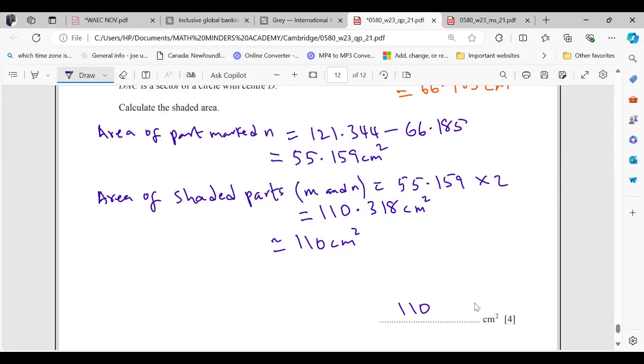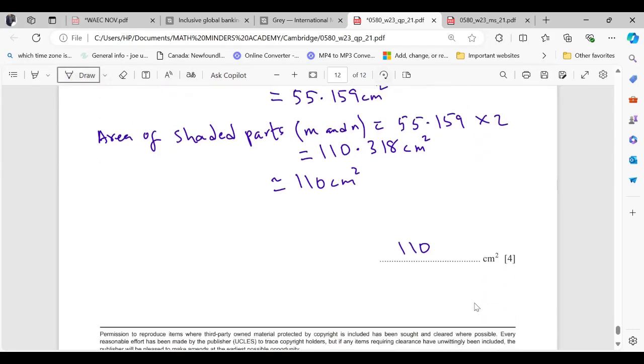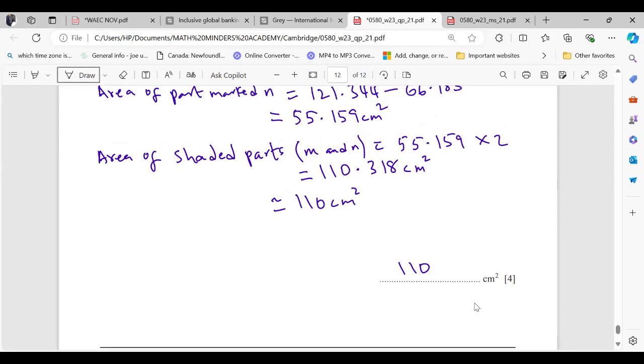So this is how far we come to the end of today's tutorial. We've been able to exhaust all the questions in IGCSE paper 2-1 of November 2023.